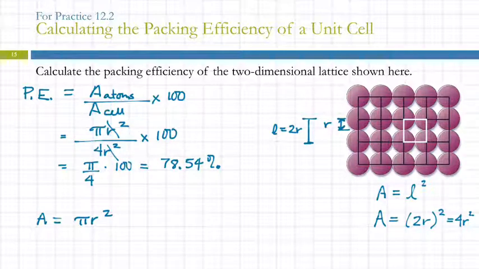But the real idea here is just to give you the overall, how do we calculate packing efficiency? It's really just using geometry. You figure out what volume, or what area if you're doing 2 dimensions, is occupied by the actual spheres, and you divide that by the volume occupied by the cube or the square.